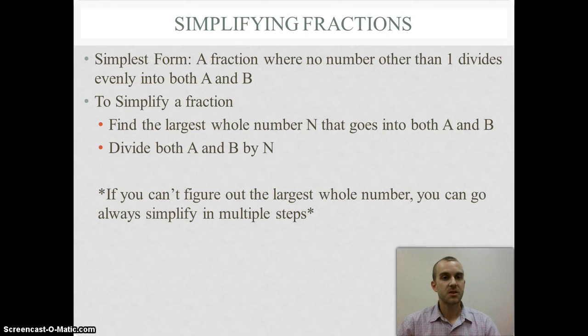Now if we want to simplify fractions, we typically want to get them in the simplest form, which means that no number other than 1 can divide evenly into both a and b, the numerator and the denominator. If we want to simplify, we try to find the largest whole number that goes into both the numerator and denominator, and we divide it into each of them. If you can't figure out that largest one on the first go, it's okay. You can just keep doing it one step at a time until you get to the simplest form.